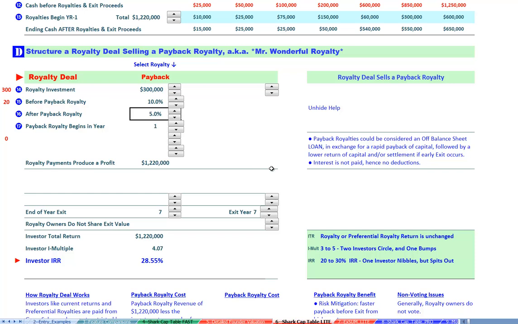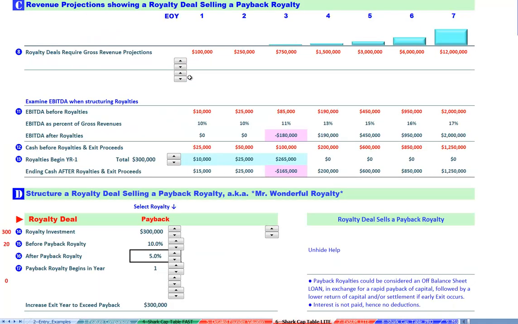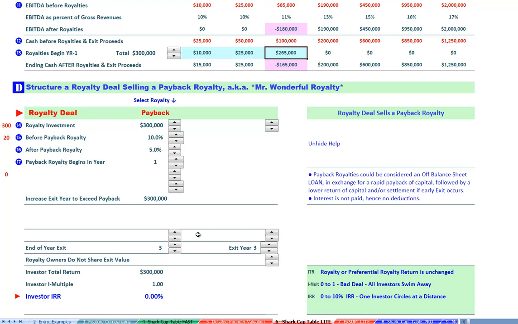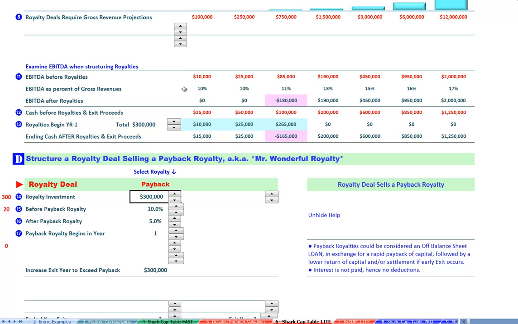Now let's see what kind of an internal rate of return occurs with a Mr. Wonderful royalty. And a payback royalty works like a preferential royalty. The only difference is that you've got different rates. Notice that you get a big lump at the end when you sell. And that's important because that can make a pretty good rate of return. The problem is that he's paid $300 for it, and he just gets his money back no matter what. You'd have to actually go out a little further in time until such time as he's getting more money.